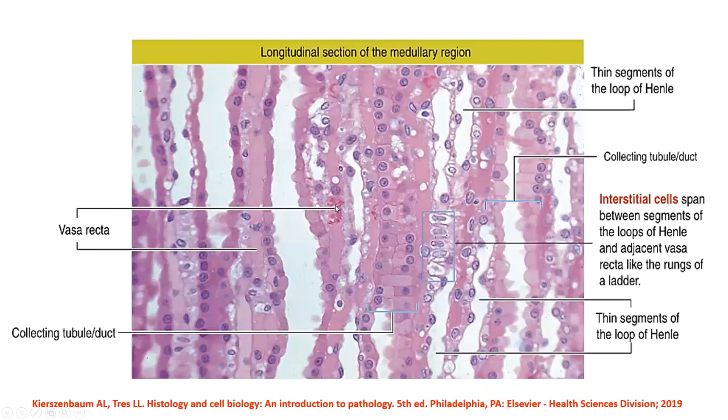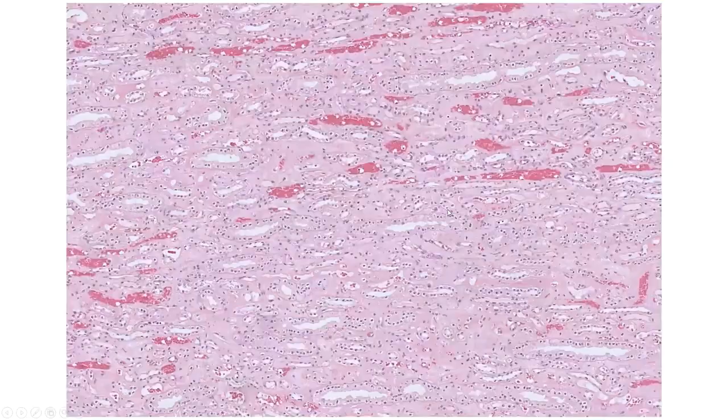If you see the longitudinal section of this medullary region, you have these larger collecting ducts, and you also have this narrow loop of Henle, and the cells of the loop of Henle have much less cytoplasm, and they appear to be protruding into the lumen in the form of hobnail structures. Apart from that, you also have a layer of interstitial cells present between the segments of the loop of Henle and the adjacent vasa recta, somewhat like the rungs of a ladder.